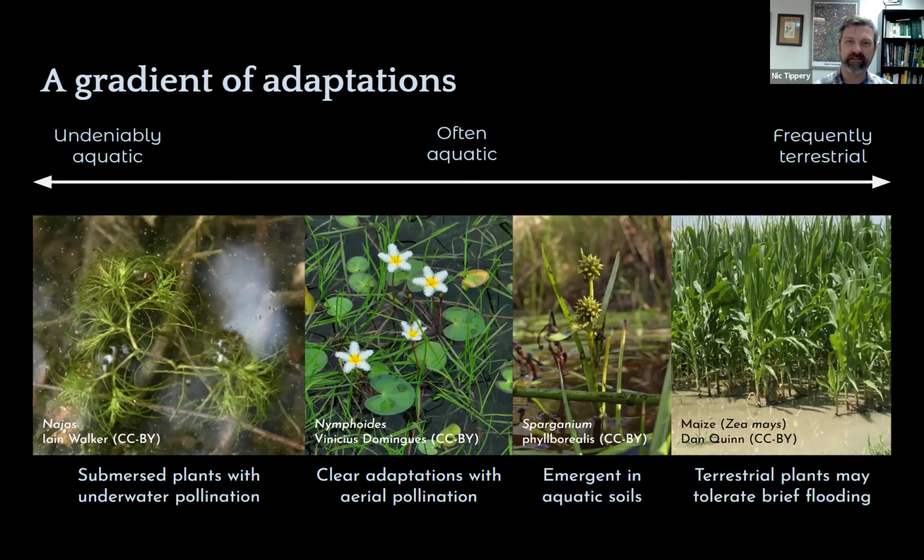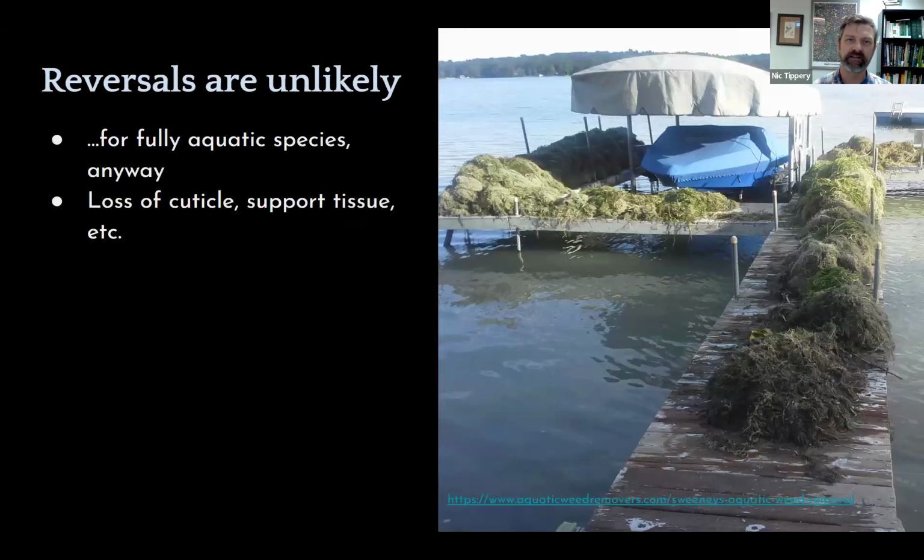I think we could probably agree that maize plants are not aquatic, but if you see them in water and they survive a flood, a brief flood, then they're still kind of in the water habitat. So this is kind of the difficulty of making the cutoff and deciding who is aquatic and who's not.